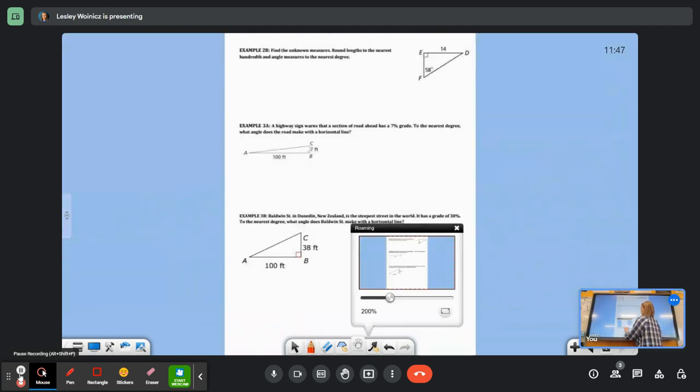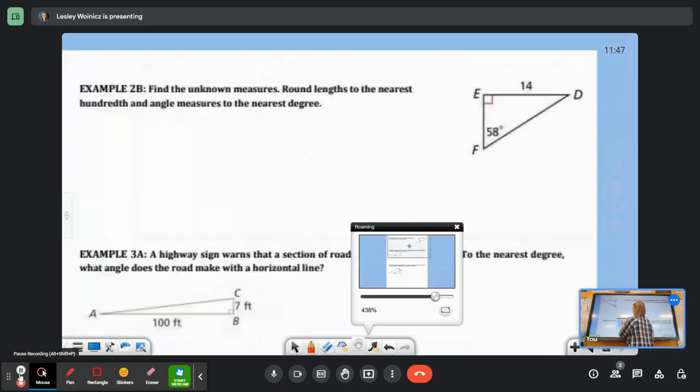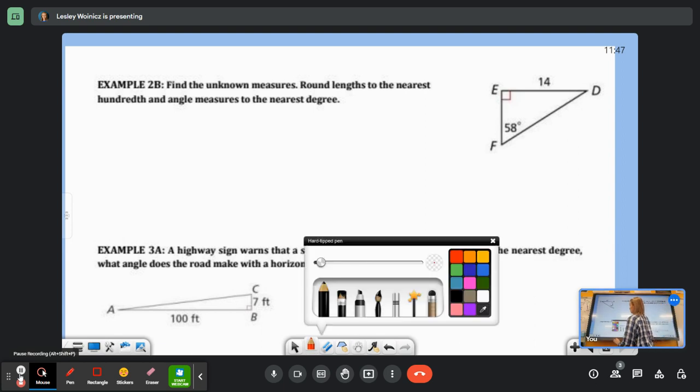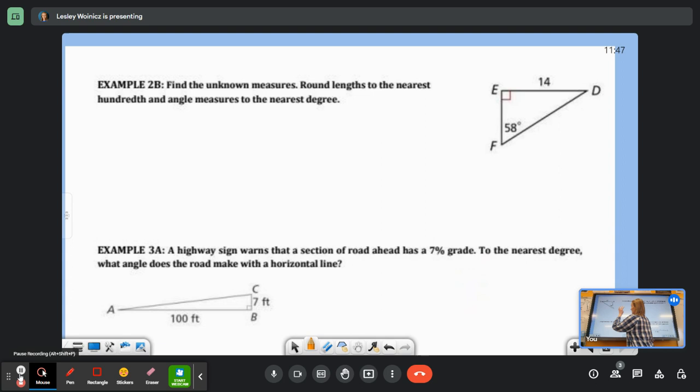Let's try another one. All right, we're going to the nearest hundredth again. Okay, this time we have an angle and a leg. So what piece of information would you like to find first? How do we find our last angle, for example? How do we find the measure of angle D?